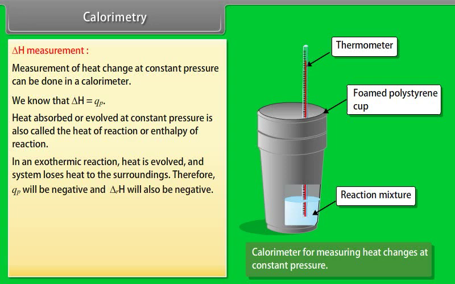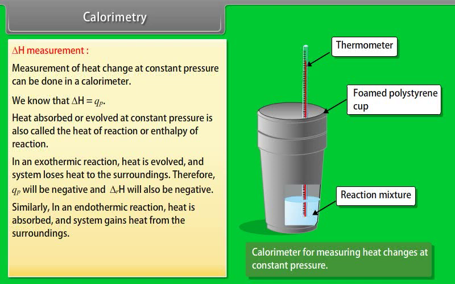In an exothermic reaction, heat is evolved and the system loses heat to the surroundings. Therefore, QP will be negative and delta RH will also be negative. Similarly, in an endothermic reaction, heat is absorbed and the system gains heat from the surroundings. Therefore, QP will be positive and delta RH will also be positive.